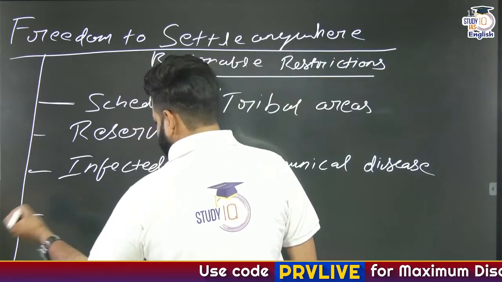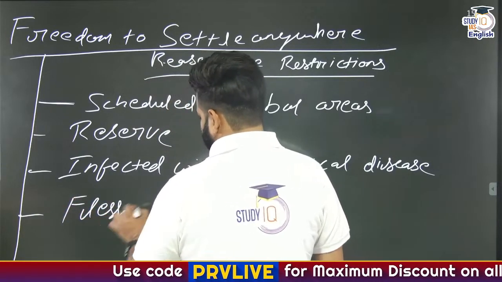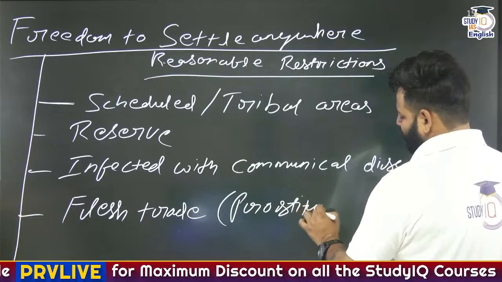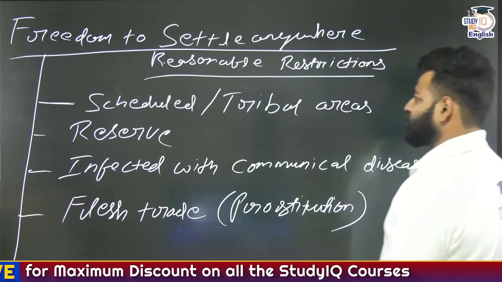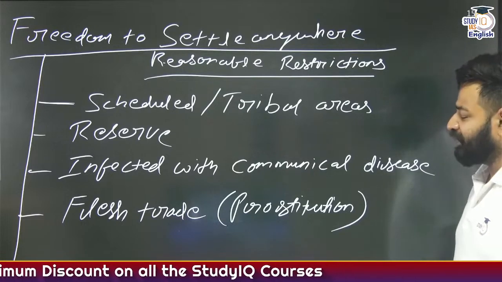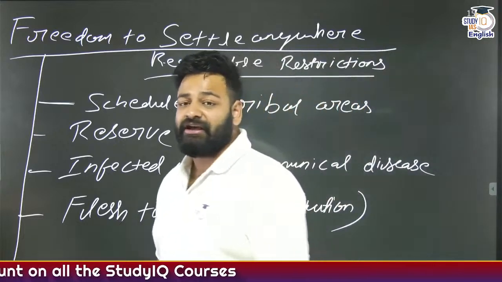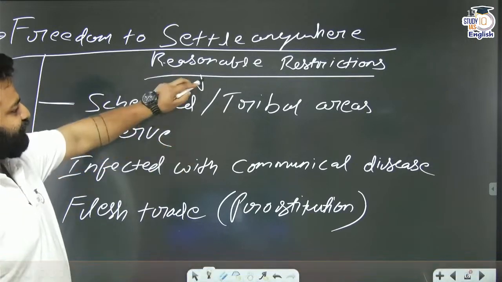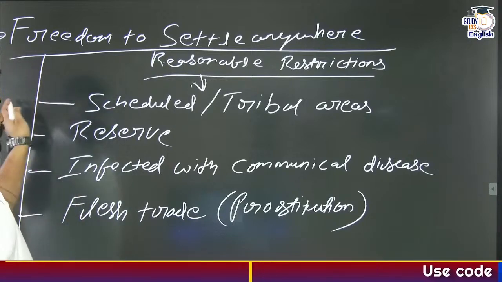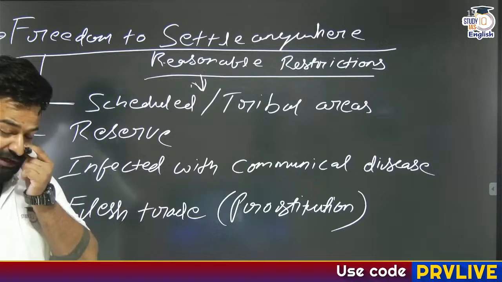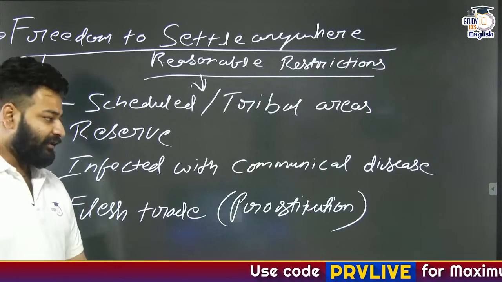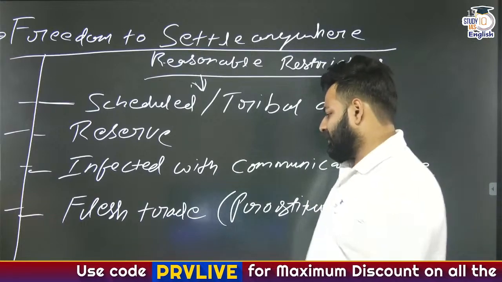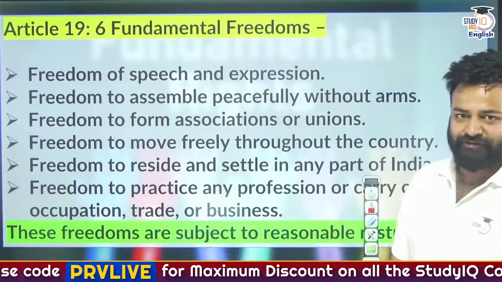And apart from that, it is also stated by Supreme Court, if a person is involved in any type of a flesh trade, as in simply we can call it prostitution, then in order to maintain the morality of the society, the individual's freedom of movement as well as settlement could be curtailed. Okay, so this is what freedom to settle anywhere, the reasonable restrictions are. Okay guys, so remember, scheduled areas, reserved areas, person infected with a communicable disease, or a person involved in prostitution or flesh trade. Okay, these are the simple restrictions with regard to Article 19, Clause 1, Subclause D, which talks about the freedom of settlement or to reside anywhere throughout the territory of India.